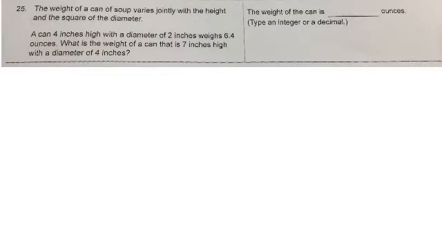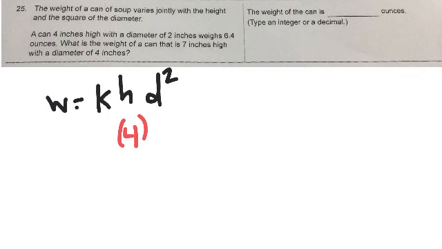Okay, so another joint variation problem. The weight of a can of soup varies jointly with the height and the square of the diameter. So I would set that up. Weight equals K times H for the height, and the square of the diameter would be D squared. Now we use the information to find K. It tells me it's 4 inches high, so I have a height of 4, a diameter of 2, it's 2 squared, and its weight is 6.4.